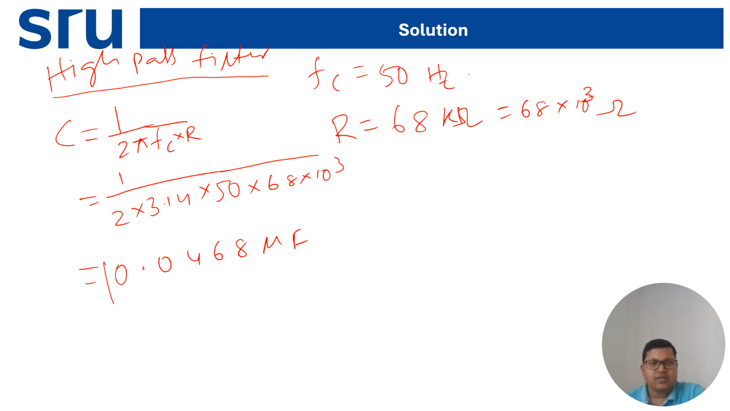So now we find the capacitance value is 0.0468 microfarad. Anyway, leave it. You don't need to convert it to nanofarad. Microfarad is the standard convenience for people, so we will not go for the nanofarad conversion.